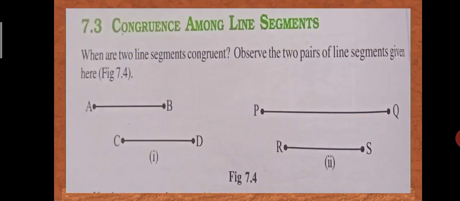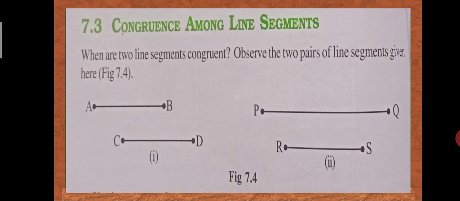Next, congruence among line segments. Line segments everyone knows, with the help of which you are drawing lines. So here two examples are given. Just see, when are two line segments congruent? Observe the following pairs of line segments given here. Now two line segments are given here, AB and CD, and in the second pair PQ and RS. Now here again we use the superposition method for the pairs of line segments. We are going to trace the copy.